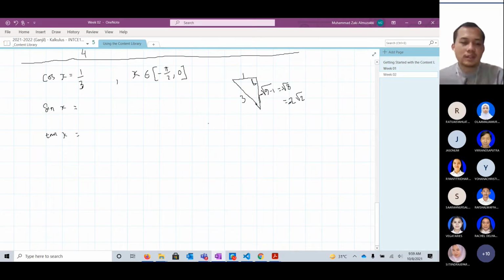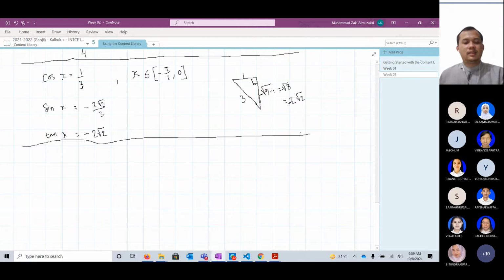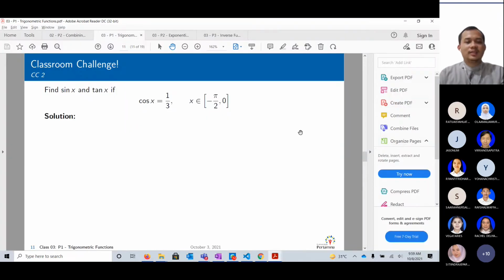Then what is the value of sine of x? Minus 2 times square root of 2 over 3. And what is the value of tangent of x? Minus 2 times square root of 2 over 1, so minus 2 times square root of 2. Okay, this is correct.